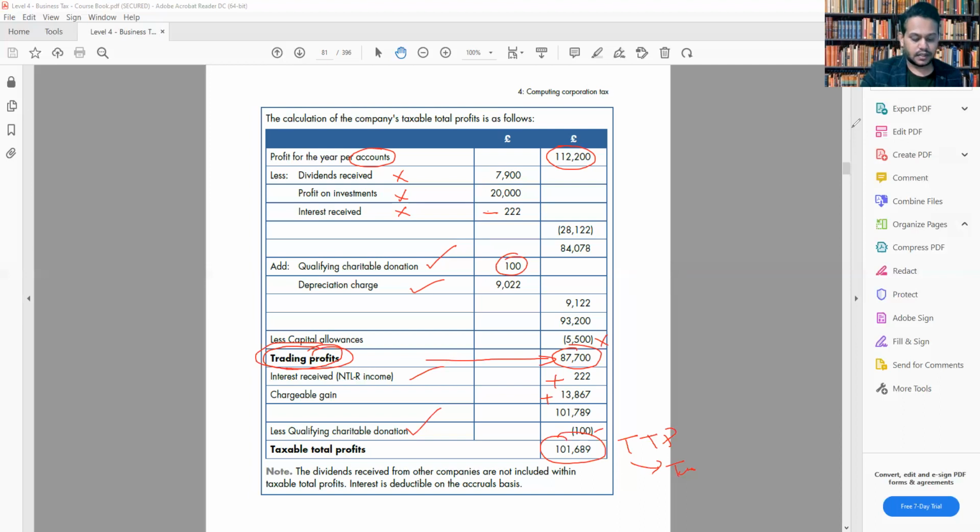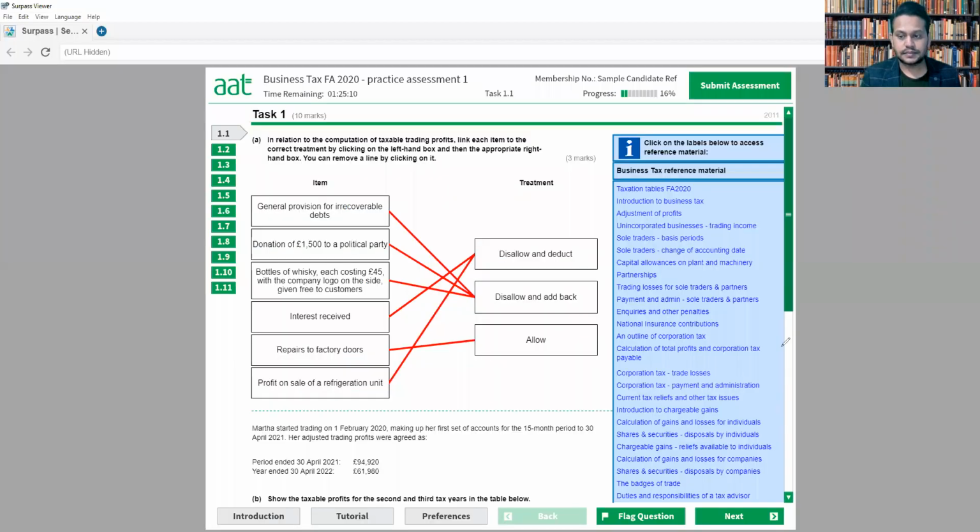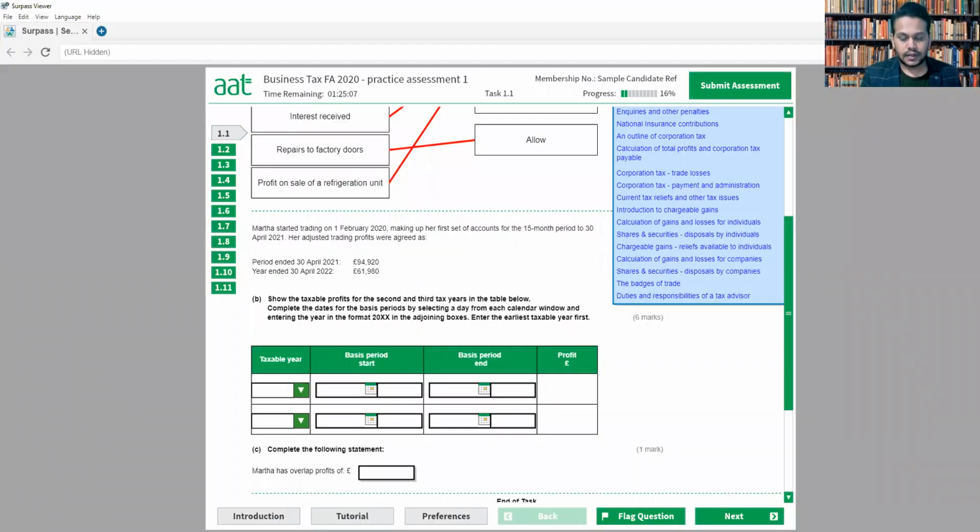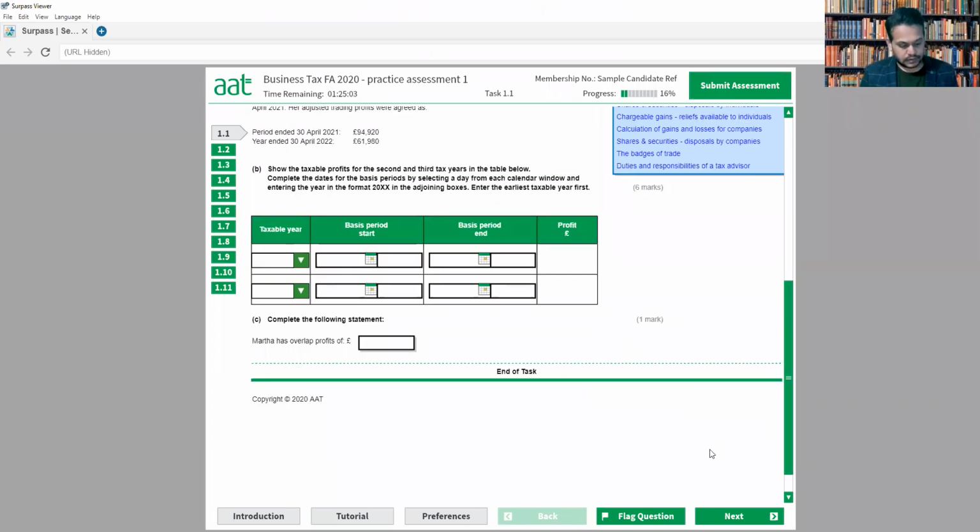What we have here, the next question, is from the basis period. This is one of the very important areas from your business tax paper. So make sure you understand it very well and do enough practice. Okay, so let's try to understand.